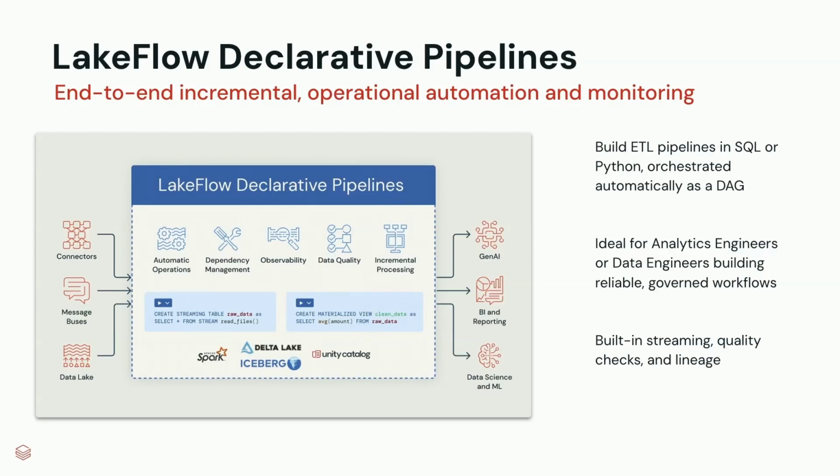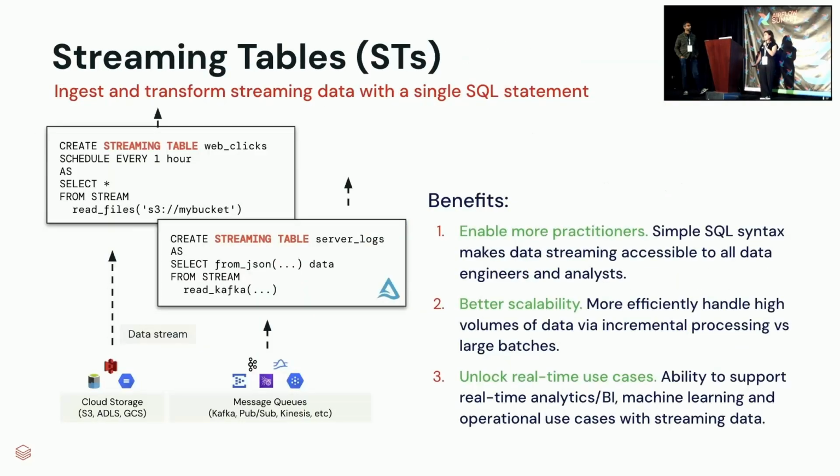So now let's talk about LakeFlow declarative pipelines. This is where you build ETL pipelines in either SQL or Python. The keyword here is declarative. You can define what you want rather than how to get it. The system will automatically figure out dependencies, create a DAG, handle incremental processing, and provide built-in quality checks and lineage.